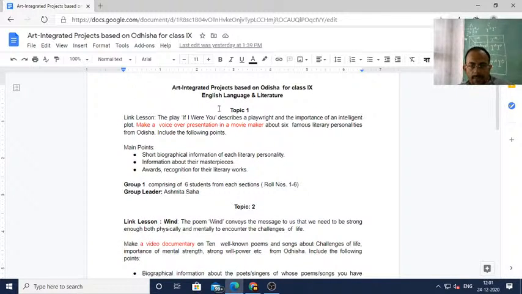For example, here you can see topic 1, group leader is Asmita, and roll numbers 1 to 6. So roll numbers 1 to 6 will be given this topic, and every group member has to contribute two things. One is text content, another is an image, a related image of the content part that you are working on.